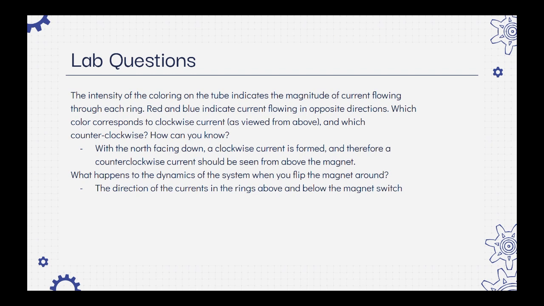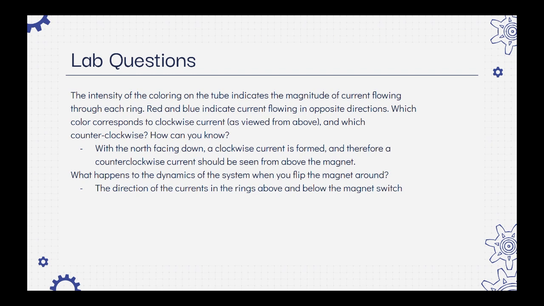Lab questions here. The intensity of the coloring on the tube indicates the magnitude of the current flowing through each ring. Red will indicate the current in opposite directions. Which color corresponds to clockwise, which one to counterclockwise? So with the north pole facing down, a current is formed, and we know that if we're looking at it from above, we should see a counterclockwise current. And I think that was red. I think red was the counterclockwise current, which would be seen looking at the ring from above.